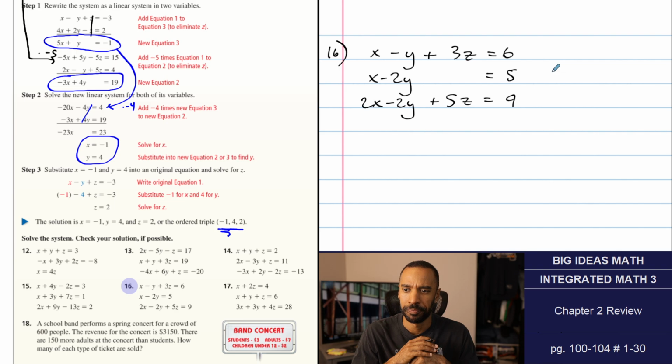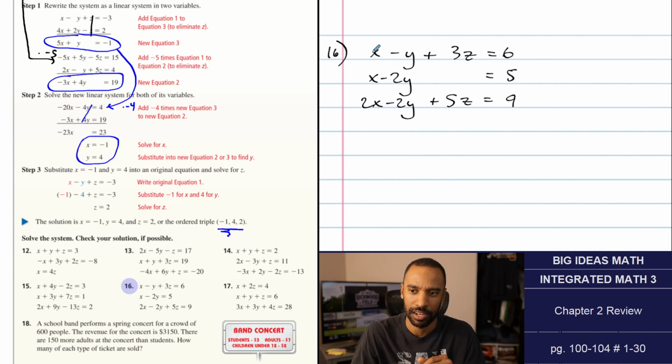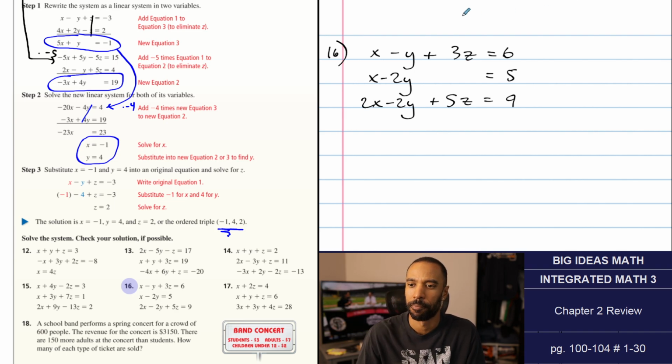Let's eliminate x's or y's. There's no one that's better than the other. Because the y's are already negative, let's go with x's. Let's force some negative as we need to. Let's do kind of what we did last time. Let's multiply this one by -1, so change these signs.